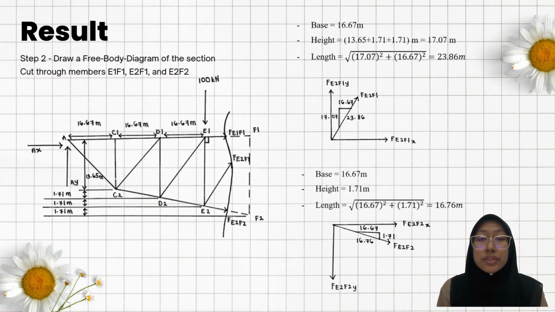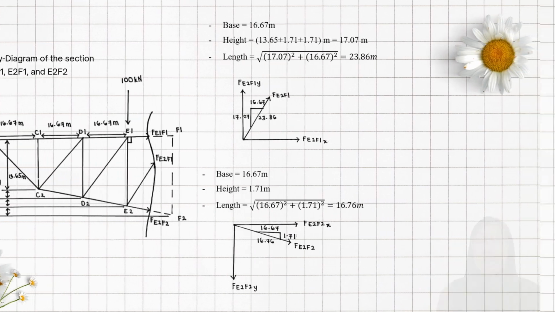For the second step, cut through the members of the truss. I choose a section that is easy for us to calculate the member forces. For this diagram, I cut through members E1 F1, E2 F1 and E2 F2, focusing on the left side of the truss. Do not cut through more than 3 members. Why can we not do that? Because we only have 3 equations, and the limit of unknown forces is 3.